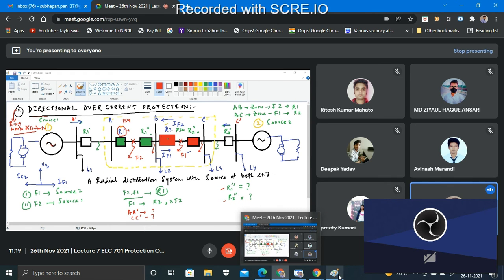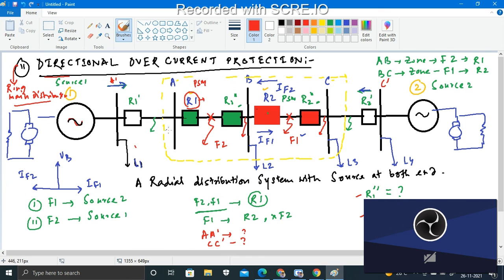Okay, so there must be a correction. It is not the radial, we are considering the ring main distribution system. In the ring main distribution system, this will be source number one, this will be source number two that will be connected, this will be source number three, and this will be source number four.